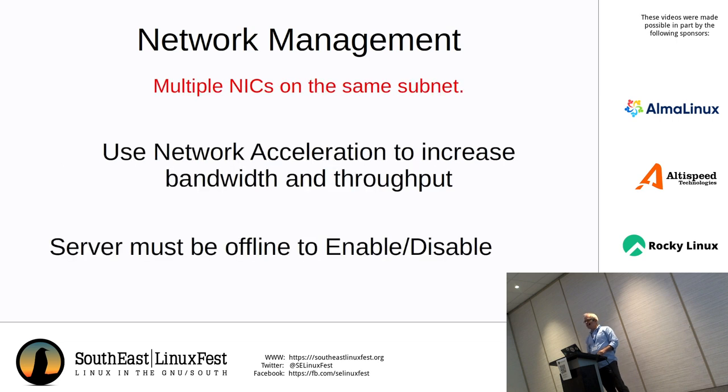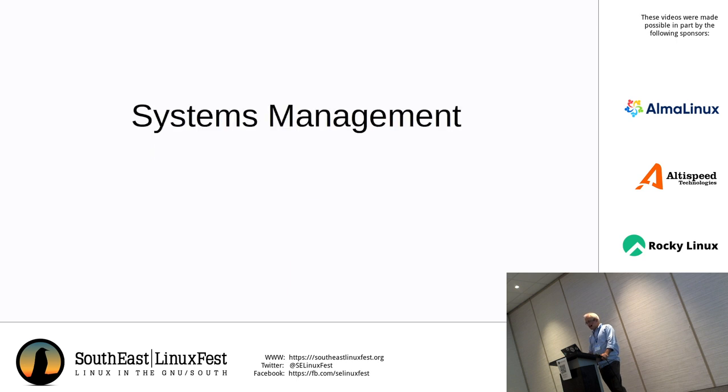If you want, for example, more throughput or bandwidth, what you need to do is use network acceleration. Right, you can define a number of network adapters per machine with network acceleration enabled, and the caveat is that the machine has to be down in order to enable or disable that, and that is done at the adapter level.